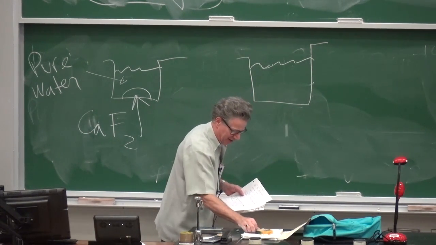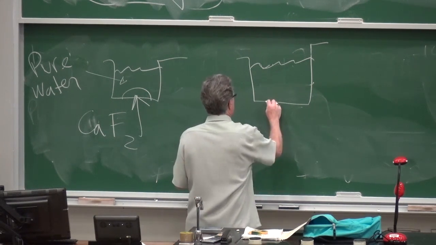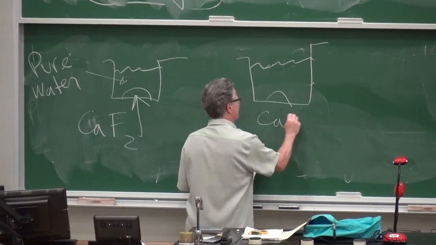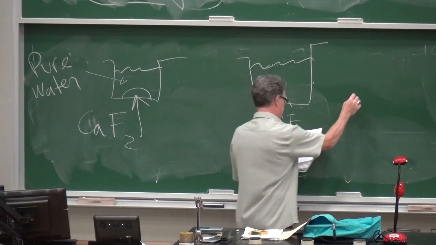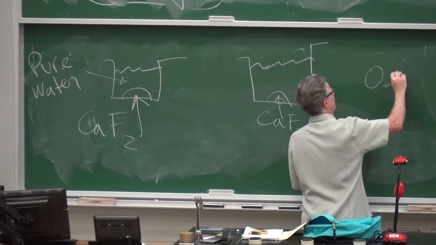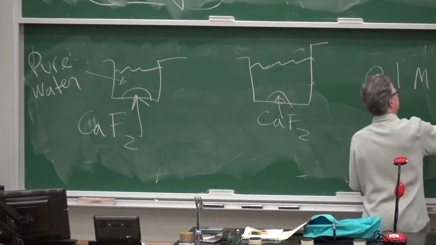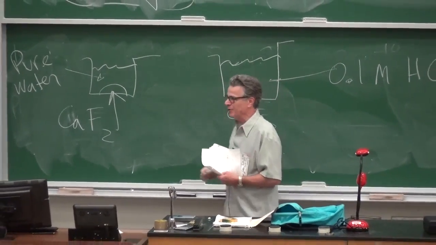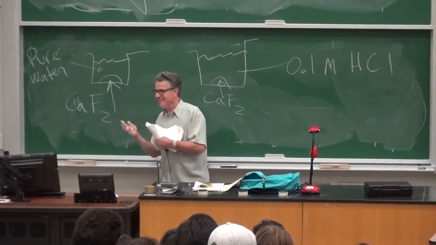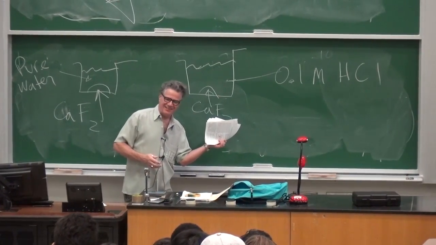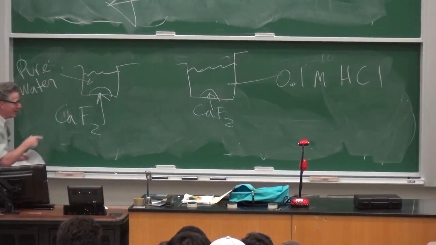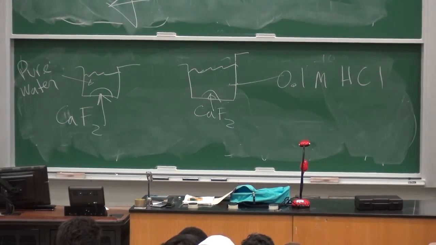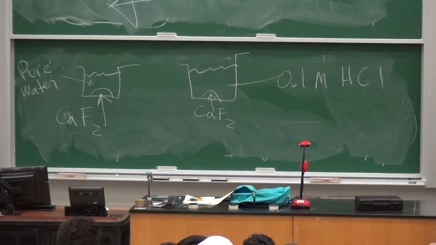Seem to be breaking chalk today. I don't know what's going on. And there's our calcium fluoride again. But this is 10th molar HCl. Okay, so now I'm going to do the eye doctor thing. Is it going to be more soluble here or here? It's going to be more soluble there. Very good. And why is that? Because fluorine is a base.